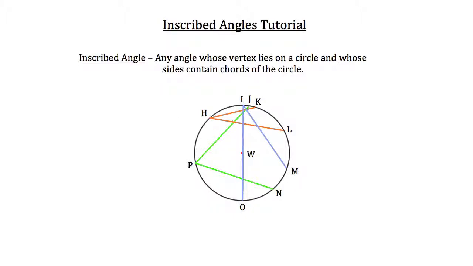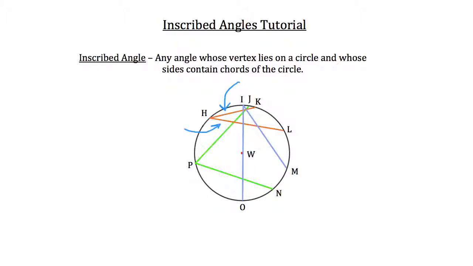Now remember that a chord is just a segment drawn within a circle whose endpoints lie on the circle. For example, HK here is a chord in this circle, and it also has HL here, which is a chord. So these two chords together making an angle here, angle KHL, creates an inscribed angle, this angle inside the circle whose vertex is on the circle.